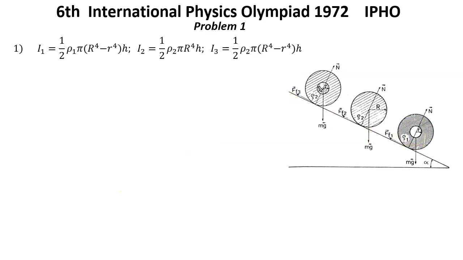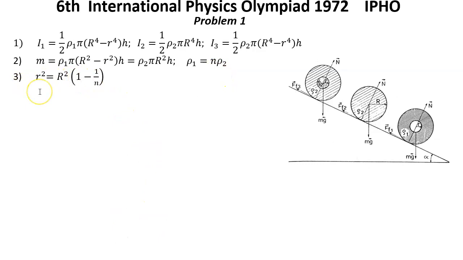Because the 3 cylinders have the same mass, we have mass equal rho 1 multiplied by pi multiplied by big R square minus small r square, which is equal to rho 2 pi R square h. And also we have that rho 1 equal n times rho 2. So from this data we can find that small r square equal big R square multiplied by 1 minus 1 over n.